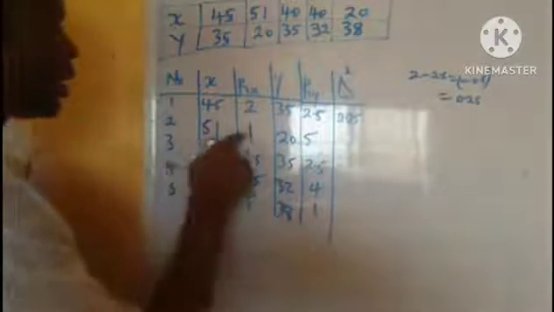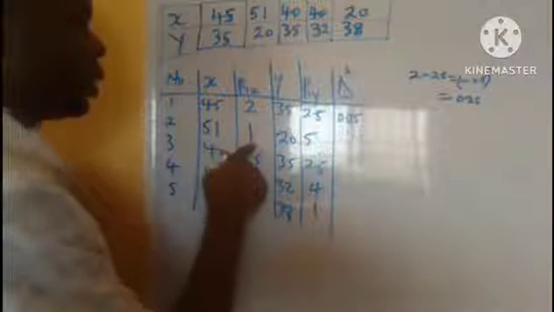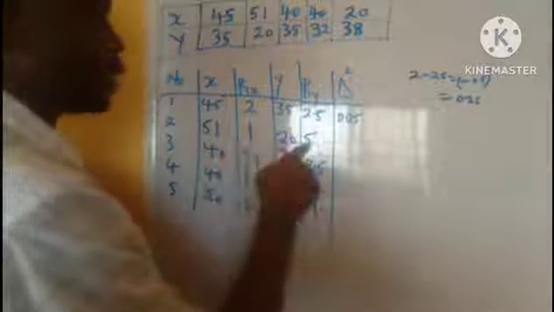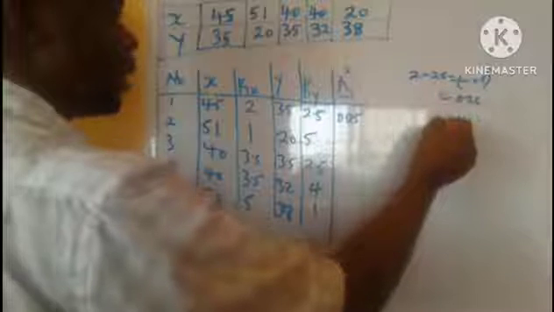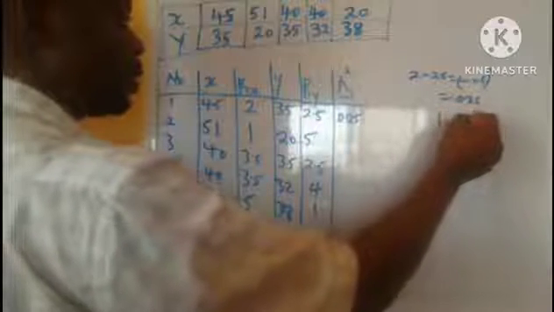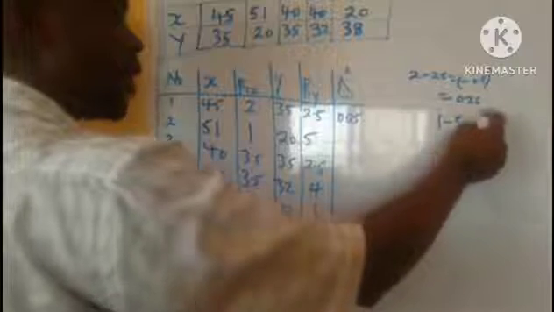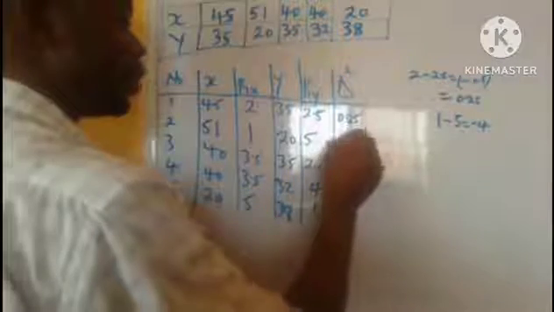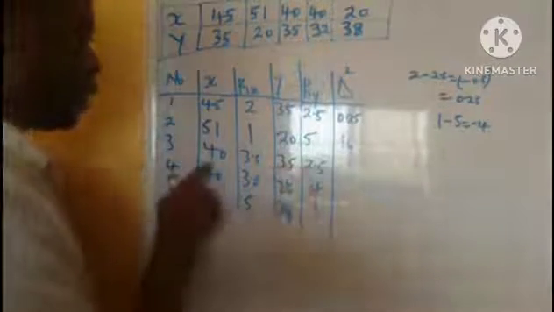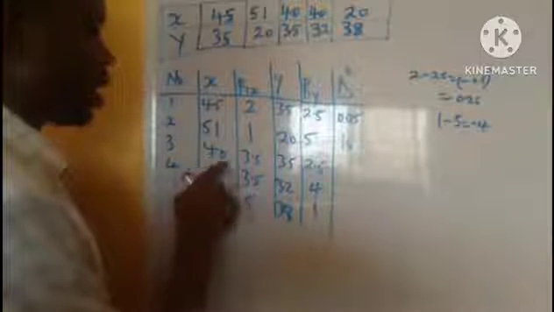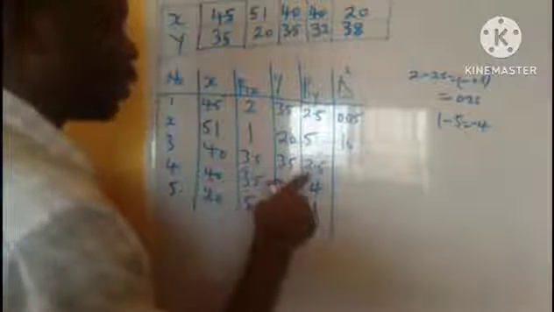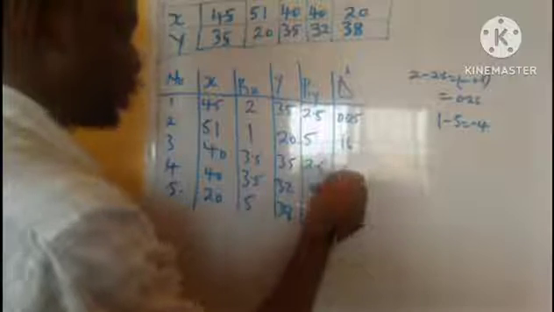Then here again, the rank of x on number 2 is 1, and the rank of y is 5, which is 1 minus 5, which is minus 4. That is the difference. Then we square it: minus 4 times minus 4 gives us 16. Then for the next one, rank of x is 3.5 minus 2.5, which is 1. 1 times 1 is still 1.